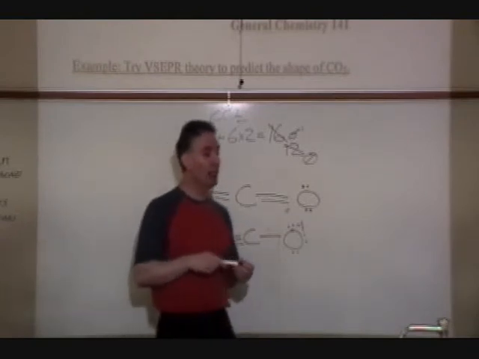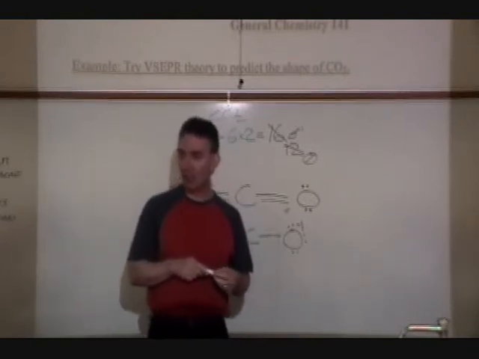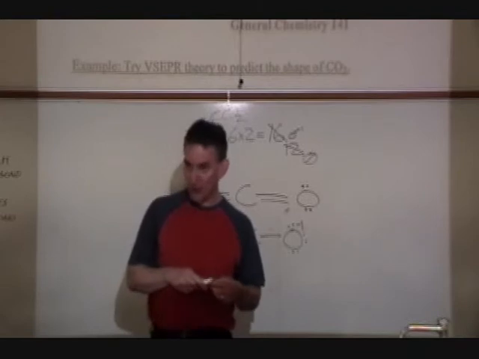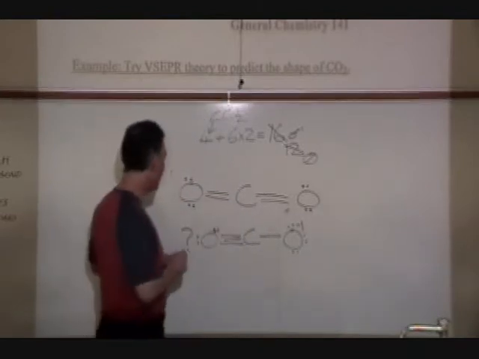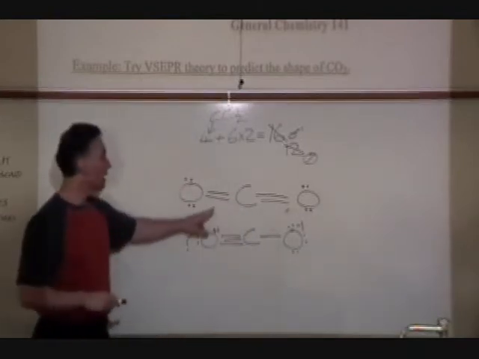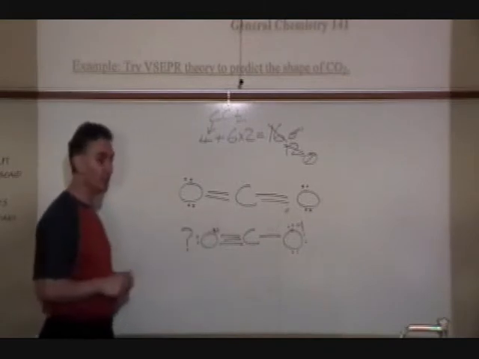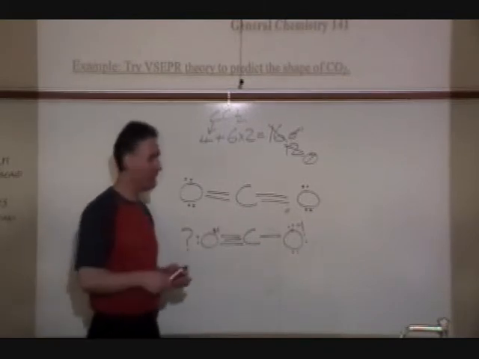What elements break the octet rule? Which elements are hypervalent? Phosphorus and sulfur, okay. Right. So there's the Lewis structure, our final answer. You've got to be able to hear your answer.